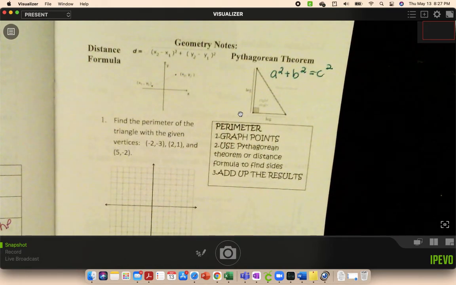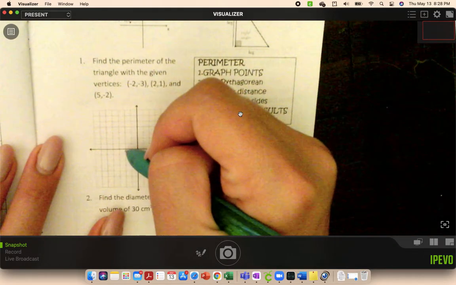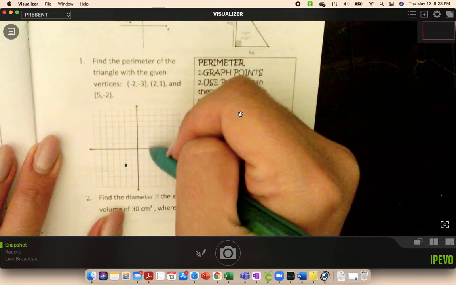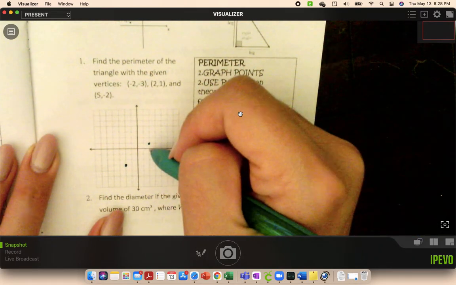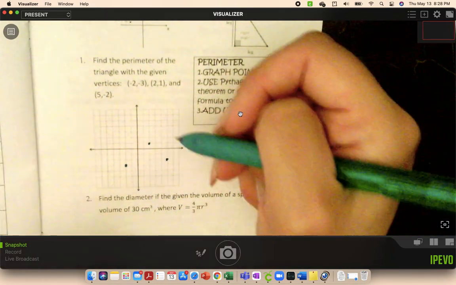All right, so if I say find the perimeter of the triangle with the given vertices negative 2, 3, 2, 1, and 5, negative 2, we're going to use the graph paper to do that. So let's go ahead and graph those points. Negative 2, 1, 2, down 3. All right, we've got positive 2, up 1. And we've got positive 5, 1, 2, 3, 4, 5, 1, 2, down 2.